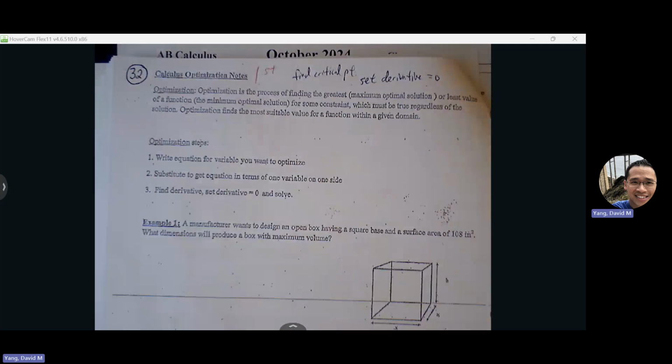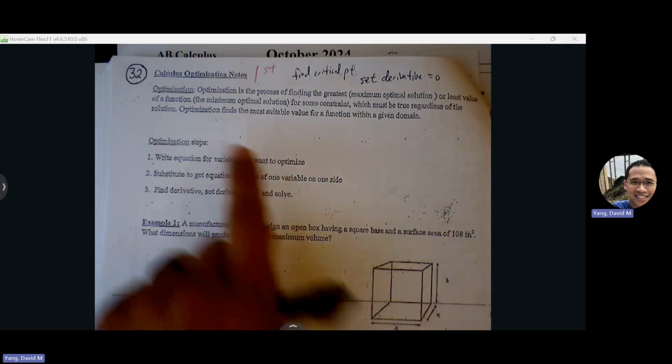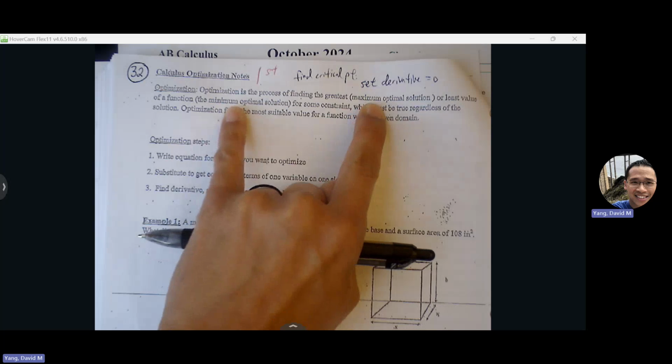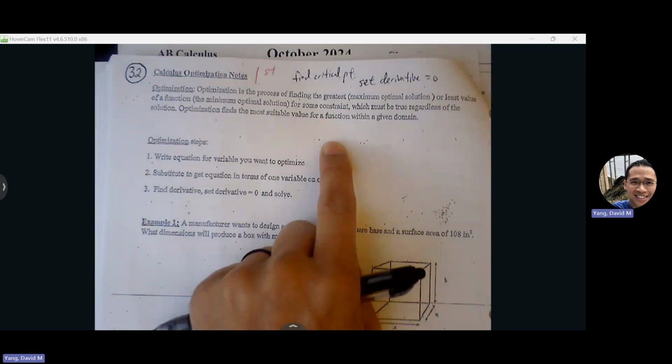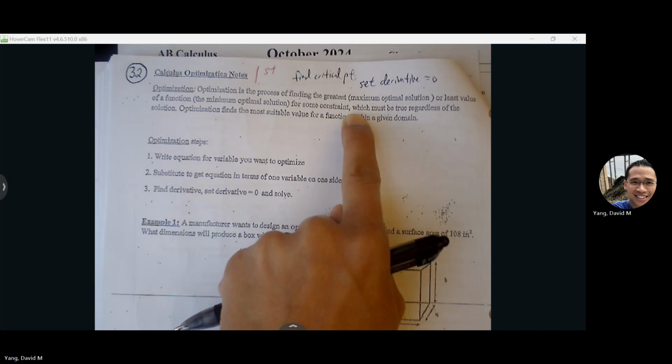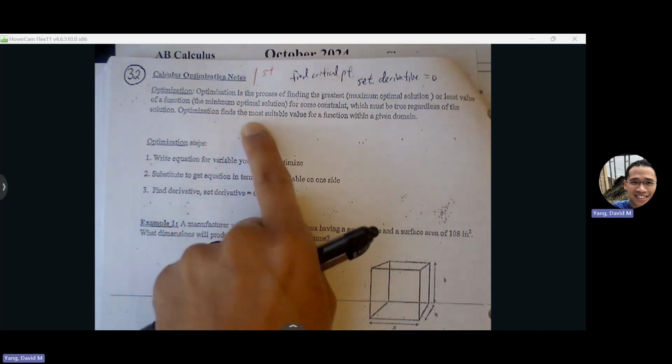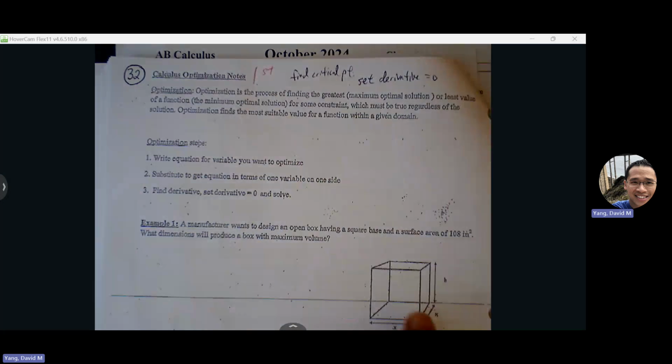So optimization is a process of finding the greatest or the maximum optimal solution, or the minimum optimal solution. We don't have to worry about whether, if it's asking for maximum, that we accidentally find the minimum. Basically, whatever you find as a critical point, that's going to be your answer. So you don't have to worry about, wait, is that maximum, is that minimum? Basically, just whatever is optimal. The problem is always going to set up in a way where if you can find that critical point, that's going to be where your answer is. Optimization finds the most suitable value for a function within a given domain.